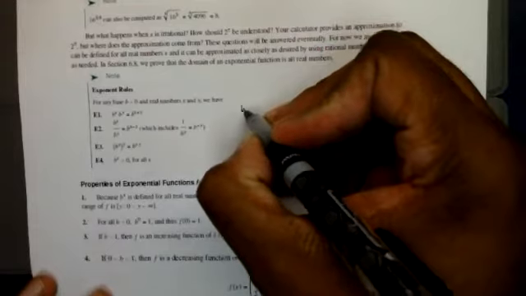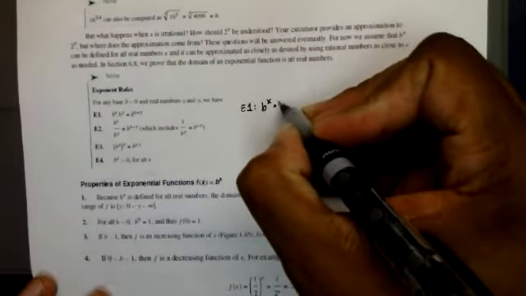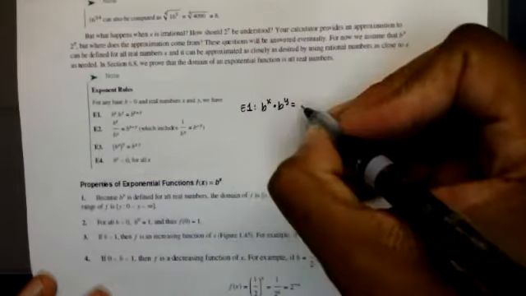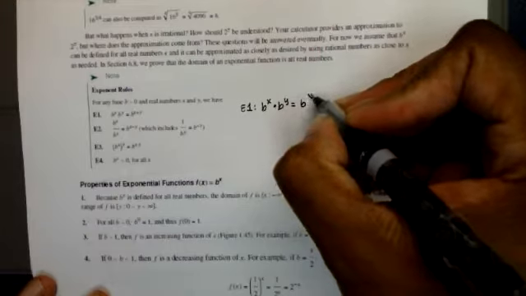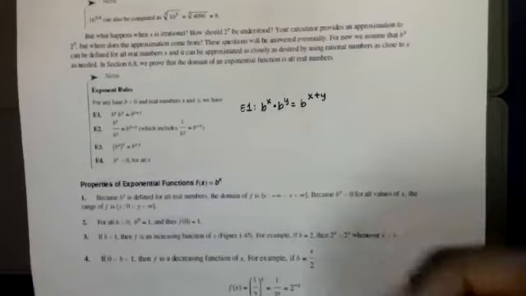The first rule is this: if we multiply powers of the same base, b to the x times b to the y, we just bring over the base and add the exponents, b to the x plus y. This is for b being a positive number, and x and y being real numbers.